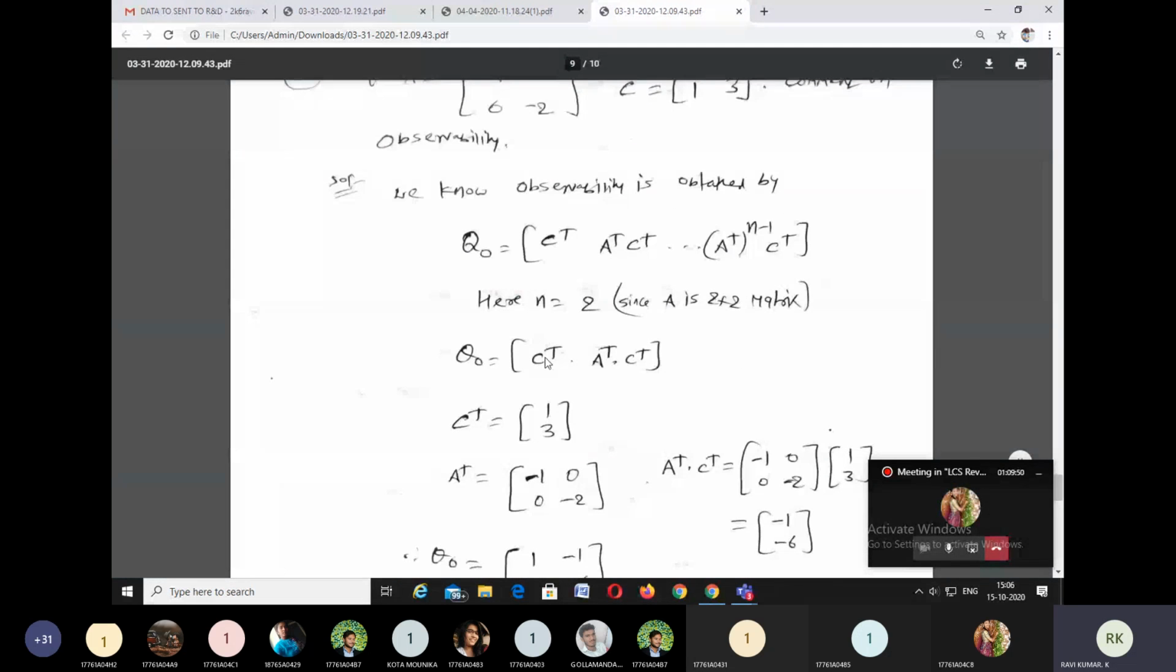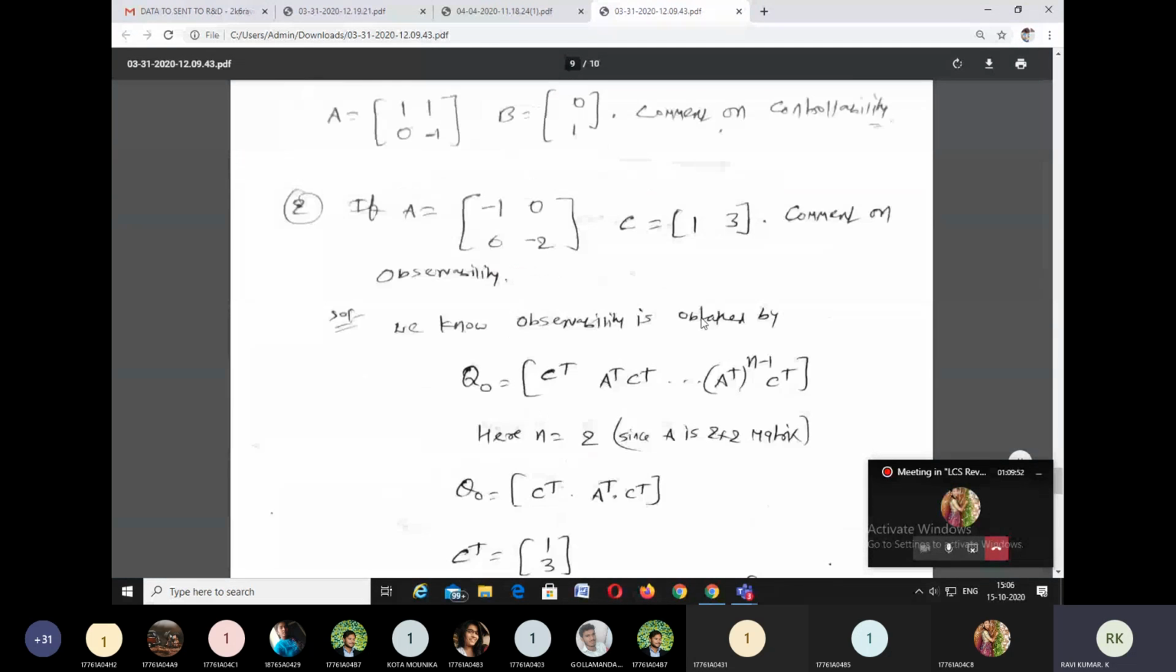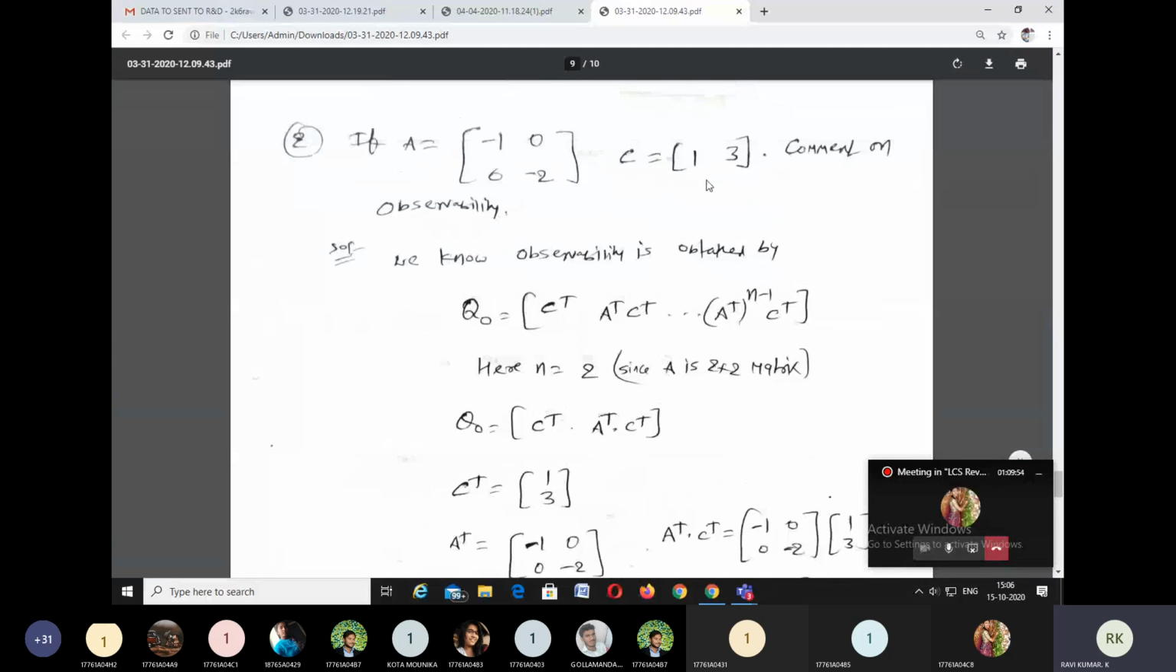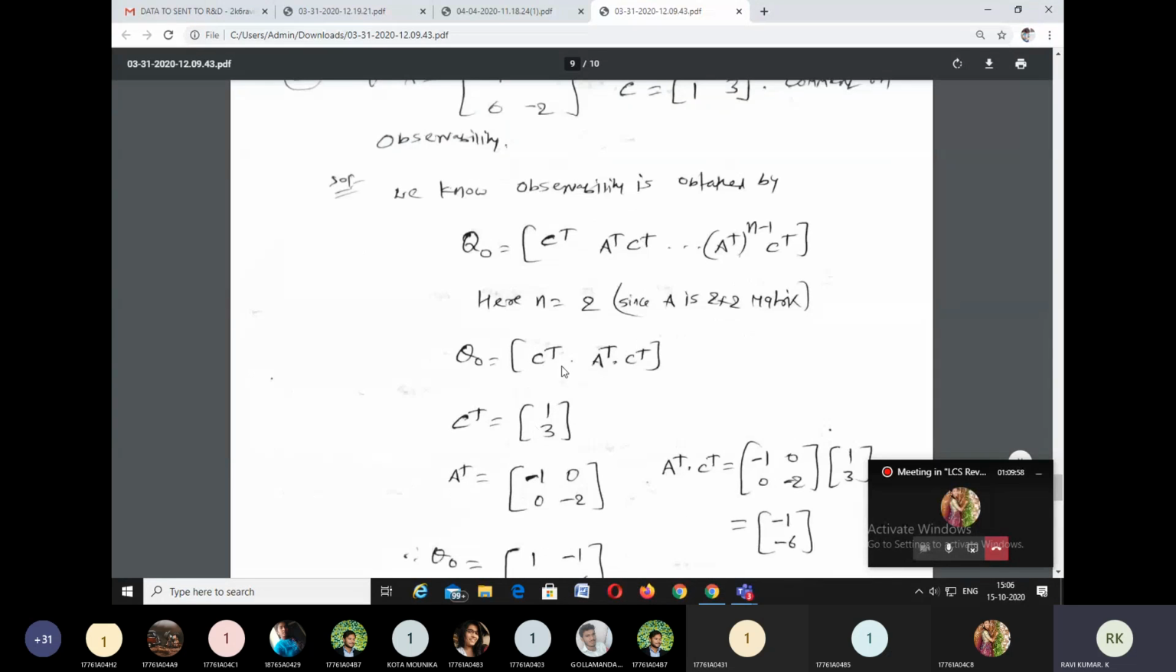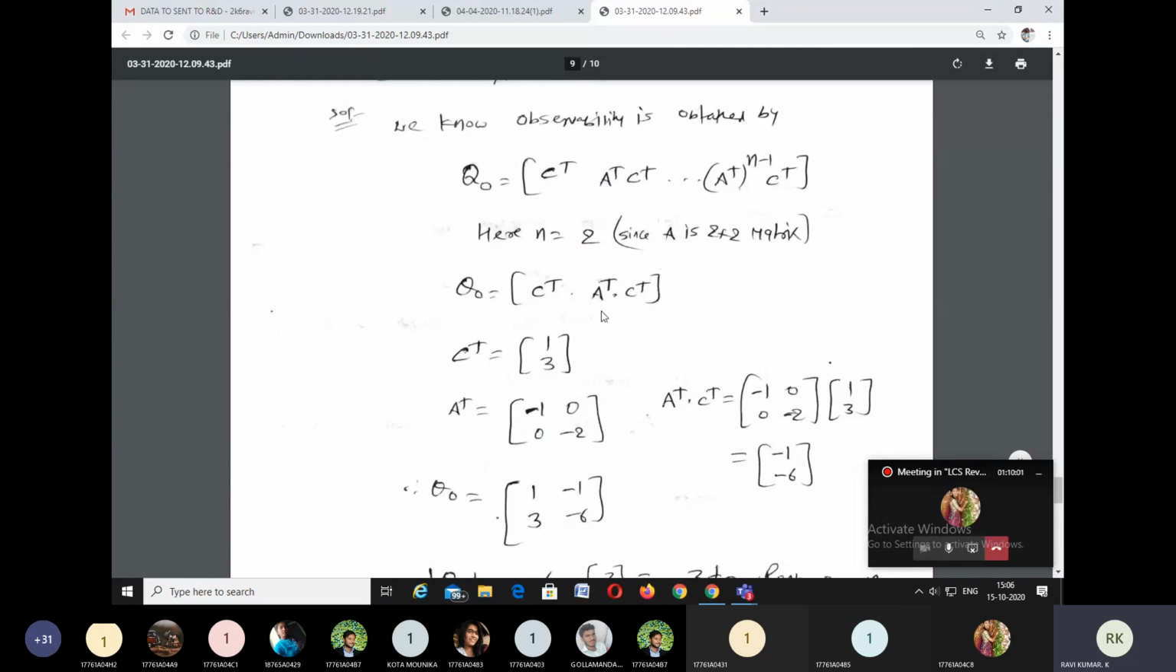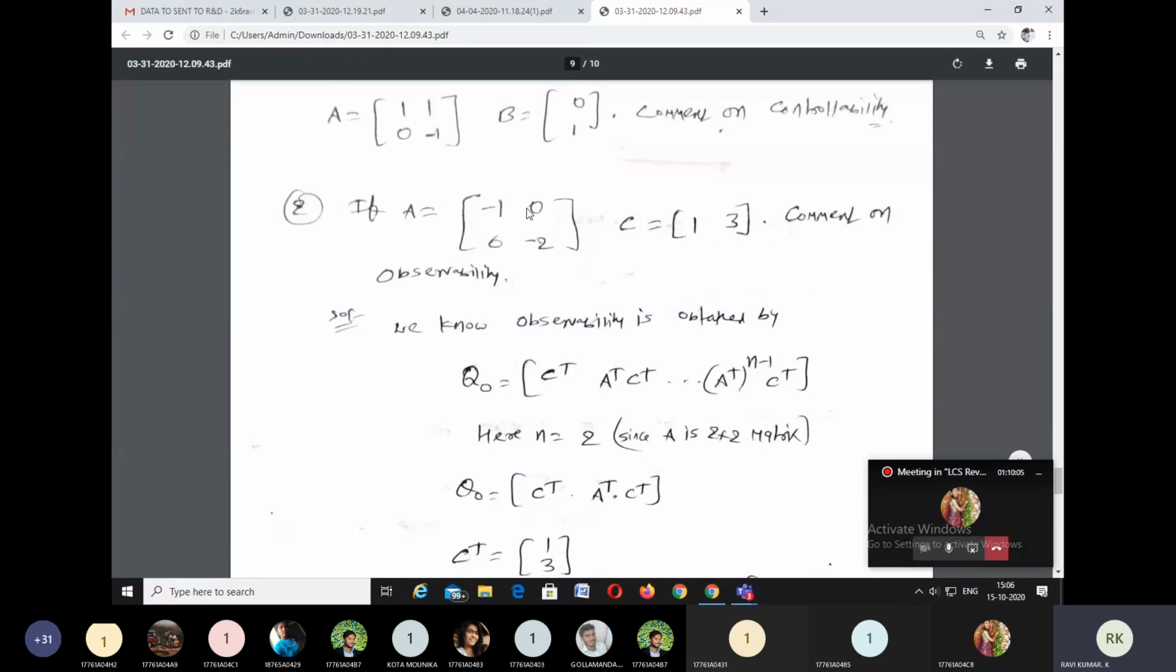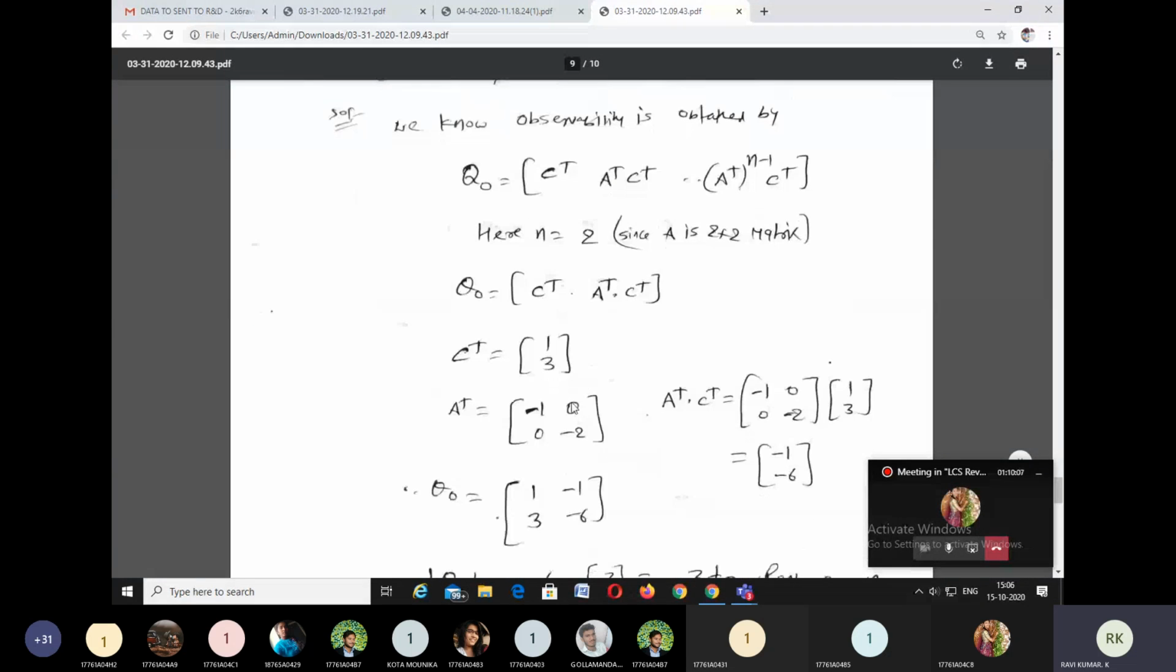Right, so the first one is C transpose. C is given as 1, 3, so C transpose is 1, 3 written as a column. So I am writing this C transpose here as 1, 3. Next, A transpose into C transpose. A is given as -1, 0, 0, -2, so A transpose is -1, 0, 0, -2. A transpose into C transpose will give -1, -6.